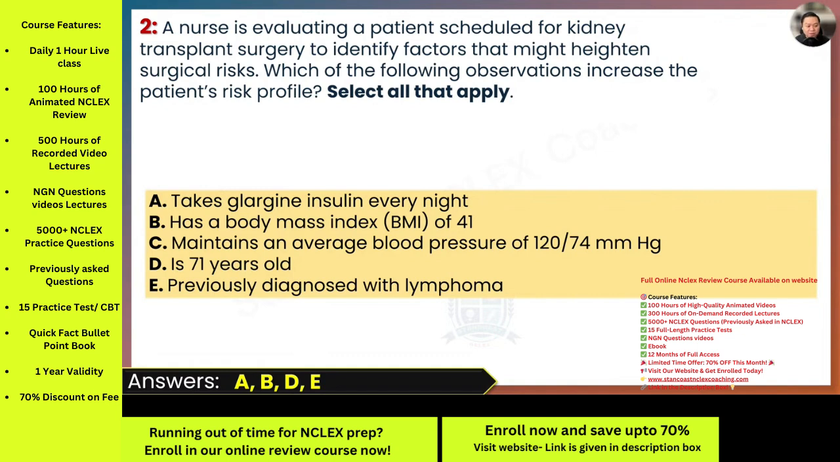And also look into the fine details that we have in our options. We have insulin, which signals diabetes, high BMI, indicating the obesity of the client and the advancing age as well. So don't miss out on those fine details.